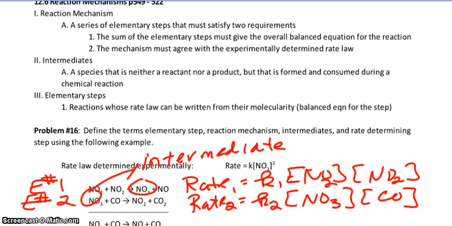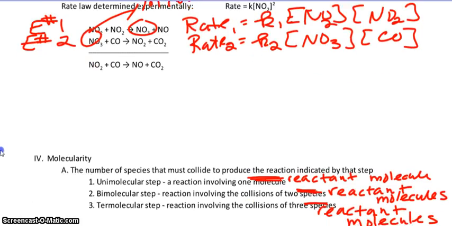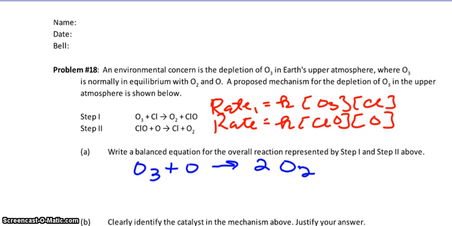Down here, whoops, was it this one? Yeah, right here. Do you remember what we actually changed the definition to? So a unimolecular step is a reaction involving 1 reactant molecule. The bimolecular step is a reaction involving 2 reactant molecules. So if you change that, then a termolecular step is 3 reactant molecules. So if you made that change in your notes, I think the answer is a lot easier for problem number 19.